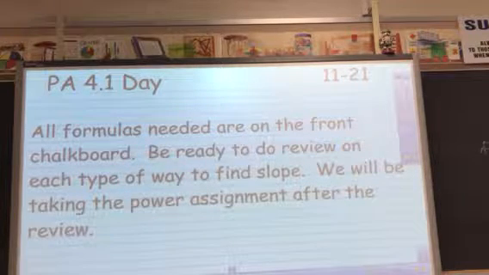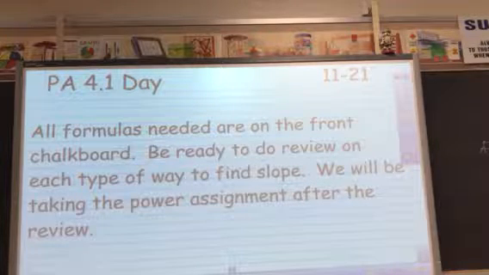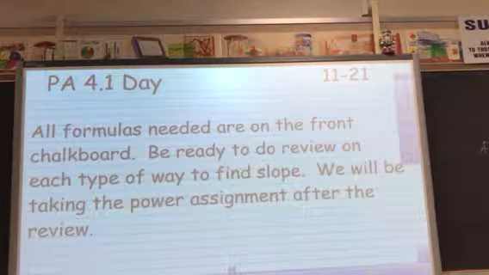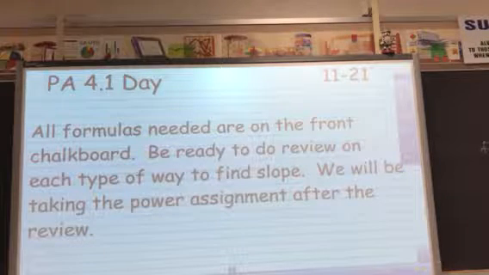Remember, we're going to do 3 different ways to find slope. I'm going to start off with a graph. We also do from 2 points, and then we also do from equations, mainly in slope-intercept and standard form. Remember, we are taking the power assignment after this, so please make sure that you are doing the review. So please pause the video, make sure everyone does have a piece of paper out.